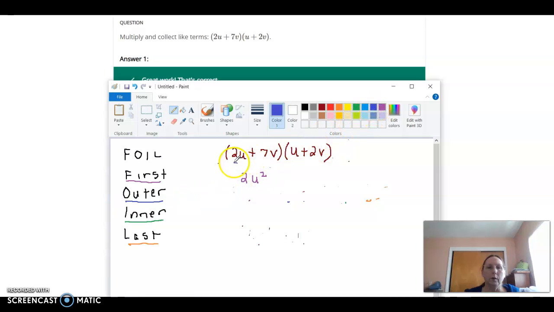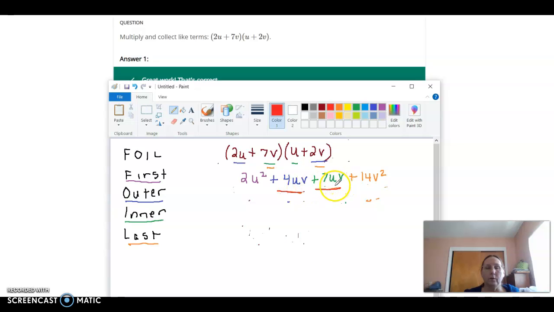Our outer is going to be 2u and 2v, so it's going to be plus 4uv. And then our next one, our inner, is going to be 7v times u, so it's going to be plus 7uv. And then our last one is going to be 7v times 2v, so it's going to be plus 14v squared.